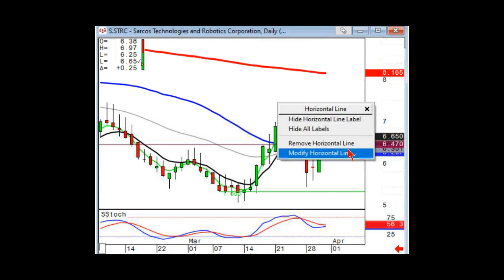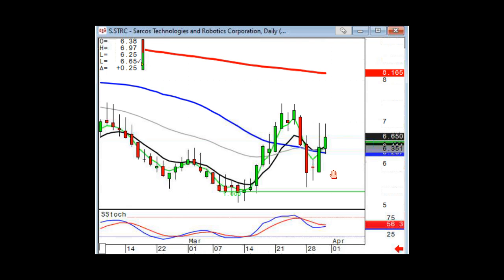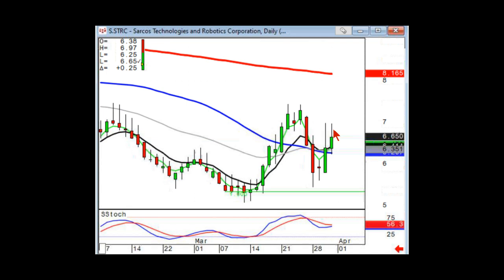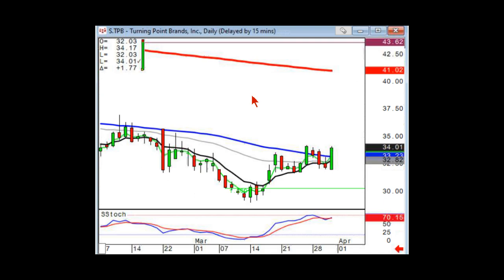STRC, you can stay long on this one. You got a morning star signal, stay long. I would use the T line as your stop. Morning star, J-hook type pattern, you could buy this one on positive trading. That's a good chart.